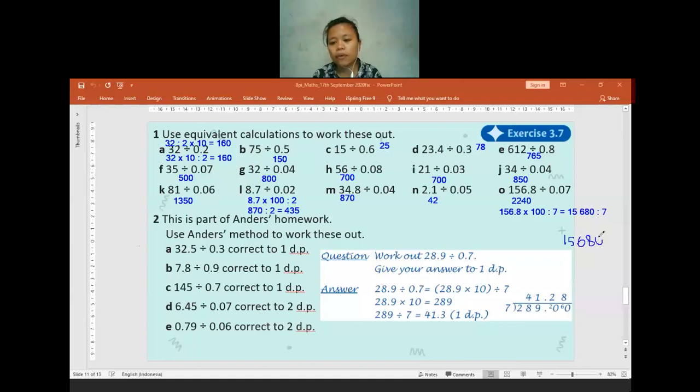So let me rewrite it again. 15,680 divided by 7. So it will be equal to 2. And then 2 times 7 will be 14. And now we have left over 16. 16 divided by 7 will be 2 also, because 2 times 7 is 14. So now we have 28. 28 divided by 7 will be equal to 4.